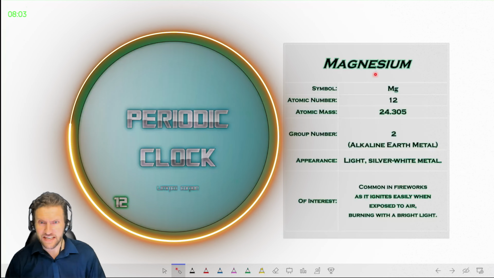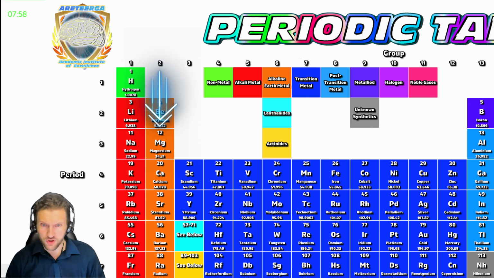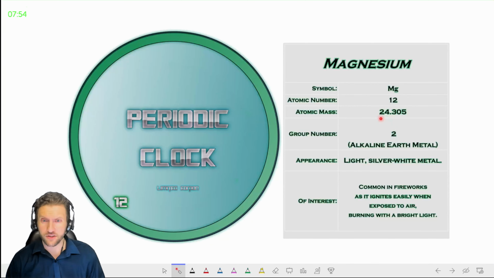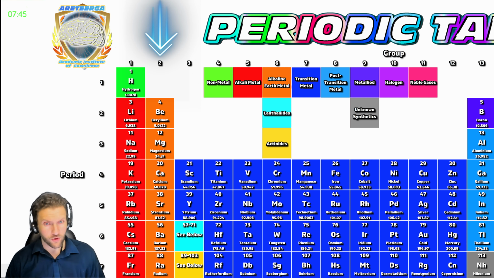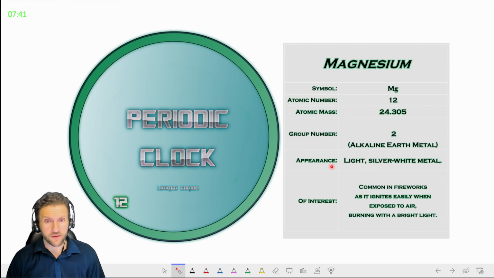Next one's magnesium. Key thing on magnesium, abbreviation or symbol is Mg. We're up to number 12 in the table in terms of our atomic number. We're pushing, rather atomic mass, we're pushing 24.305. Group number, we're in group 2, taking us to the alkaline earth metals. Appearance, a light silver white metal.